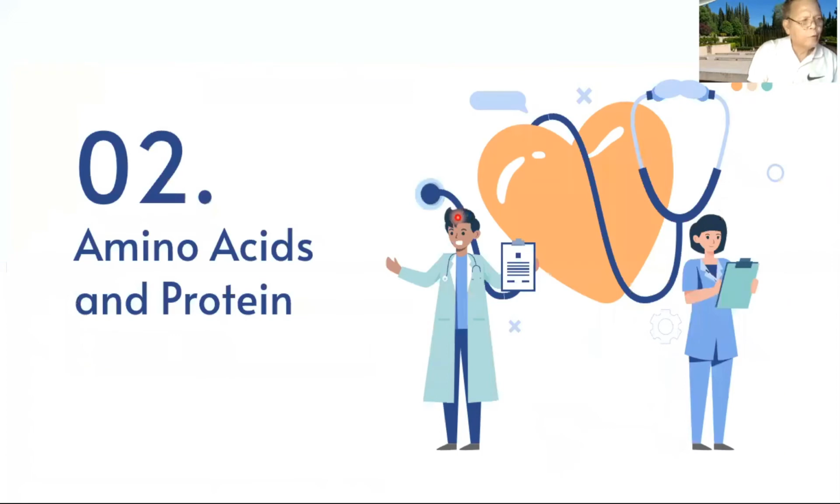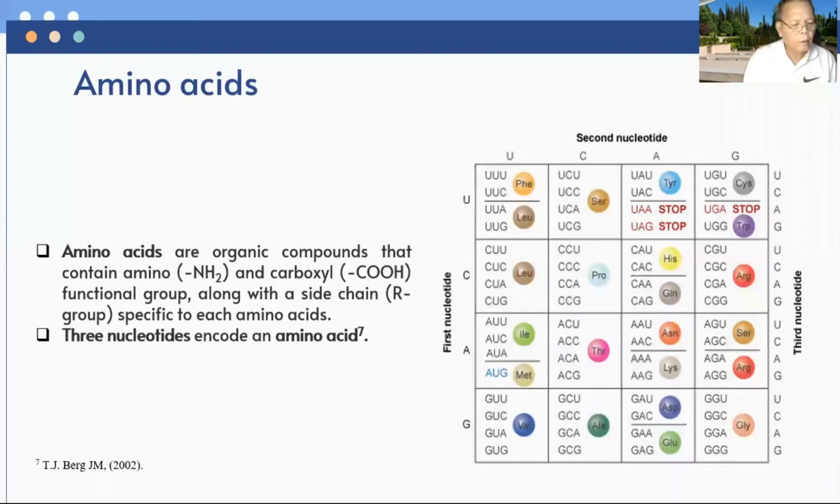Then now let's move to amino acid and protein. Amino acids are nitrogen compounds that contain amino and carboxyl functional groups along with a side chain R group specific to each amino acid. The key elements of an amino acid are carbon, hydrogen, oxygen, and nitrogen, although other elements are found in the side chain of certain amino acids.